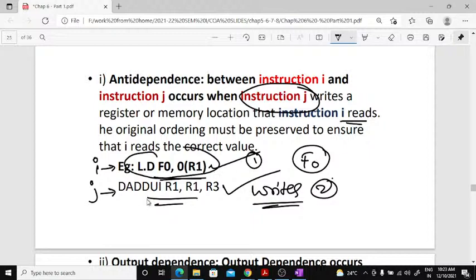The second instruction is performing the add operation, R1 and R3, store the result in R1.